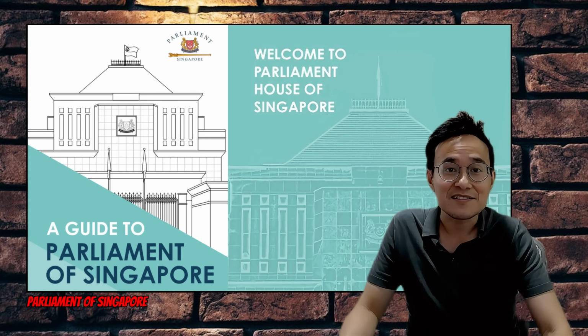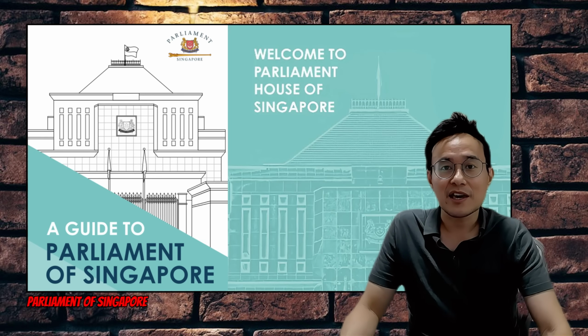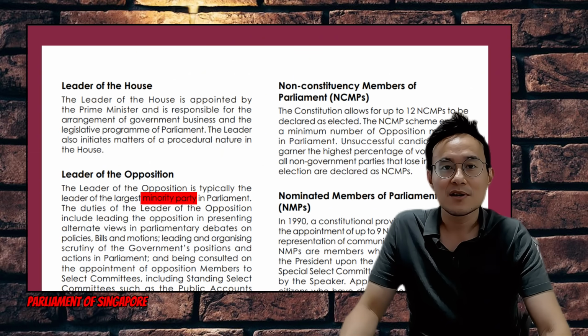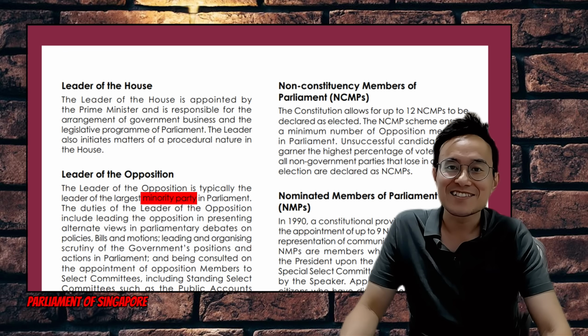Oh, and there's one last thing. I was doing some research on this topic and came across this little nugget from the Parliament of Singapore website. It seems that in one of their brochures, they used the term minority parties when referring to the non-ruling parties. And goodness, when will this madness end?